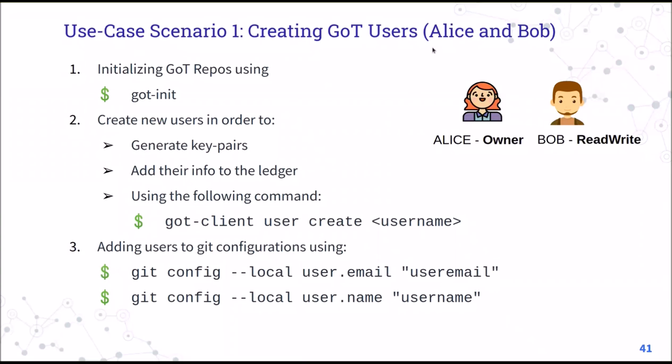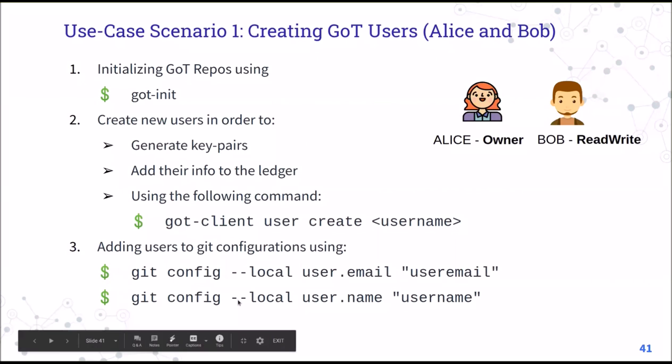So the first step in our use case scenario is to initialize GoT repos using the GoT init command, and then we will create new GoT users in order to generate key pairs and add the public keys of the users to the ledger through the following command, GoT client user create. And we will also add the user information to Git configuration using the GoT config command.